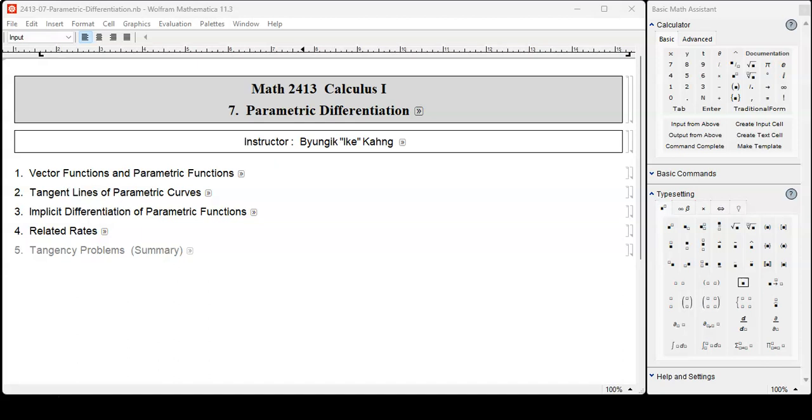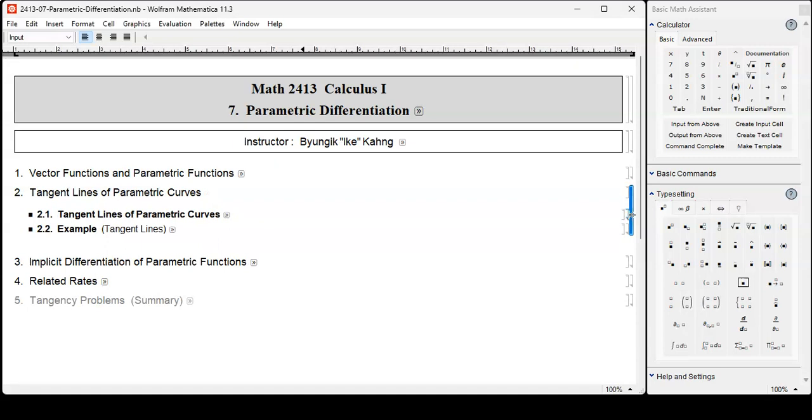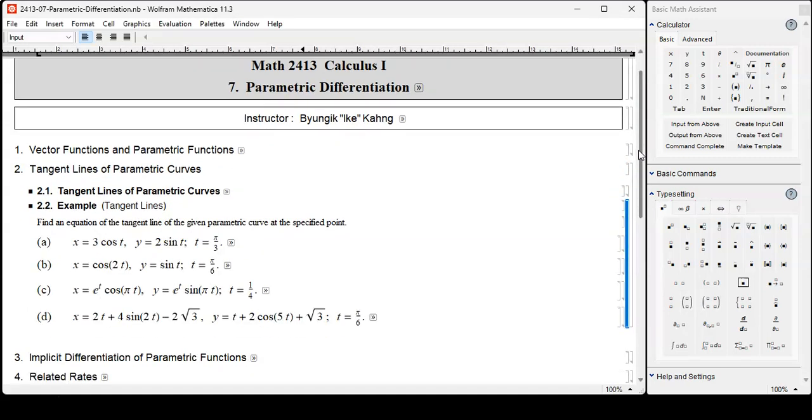Hello students, welcome back. Previously in section 1, we went through some vector functions and their examples, and we saw the visualizations. We saw that vector functions give rise to a curve, which we call parametric curves. Now in section 2, let's consider some tangency problems associated to those.